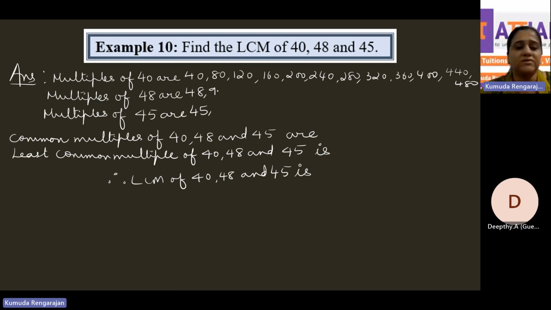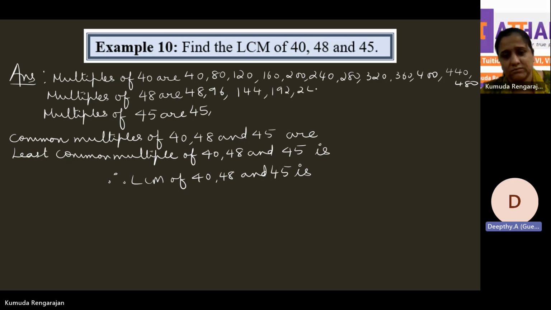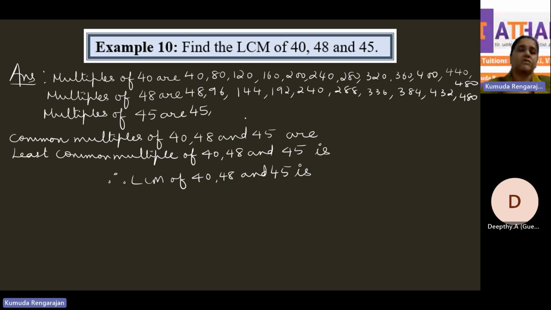What are the multiples of 48? 48, 96, 144, 192, 240, 288, 336, 384, 432, 480, 528. You can stop here. Then for 45?